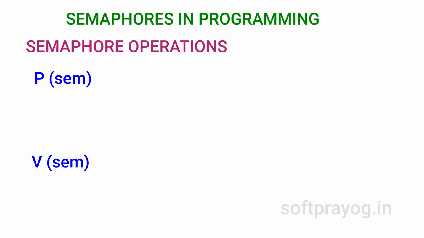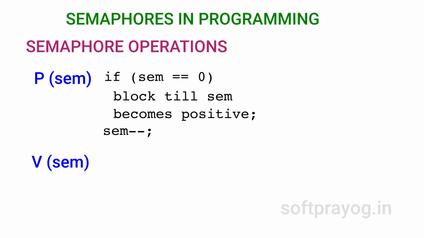There are two basic operations defined for semaphores. These are P and V. P and V are the first characters of Dutch words proberen, which means to try or attempt, and verhogen, which means to increase. For P sem, if semaphore's value is 0, the call blocks till sem becomes positive, and then sem is decremented and call completes. If multiple processes are blocked in P operation, only one of them will succeed at a time.